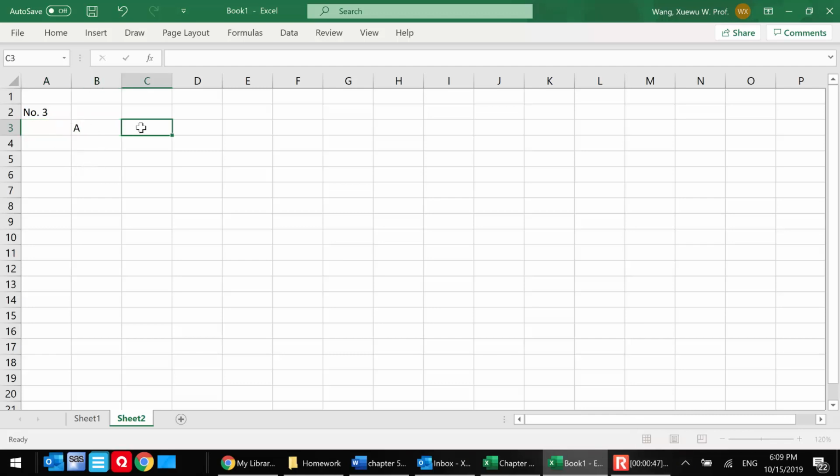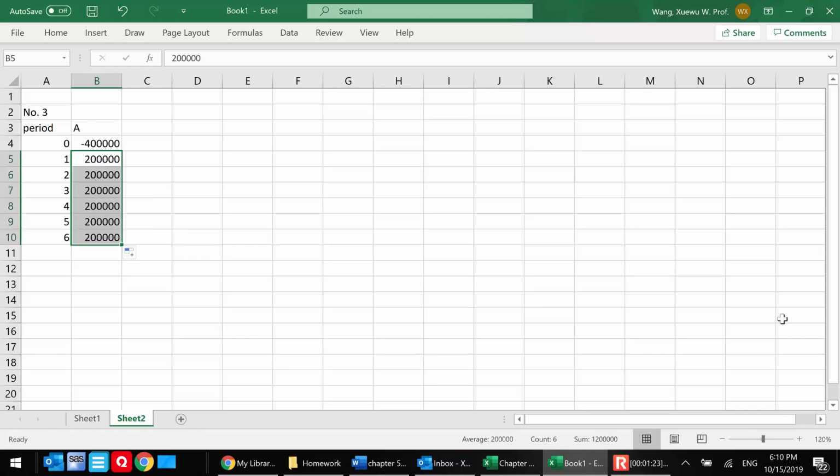Right, this is machine A, and let me build a timeline for machine A, and this is for 6 years. Okay, so let me have 6 years here. All right, and this machine A is going to cost 400,000, and its machine cost is negative 400,000. Yes, and it's going to produce 200,000 at the end of each of the 6 years.